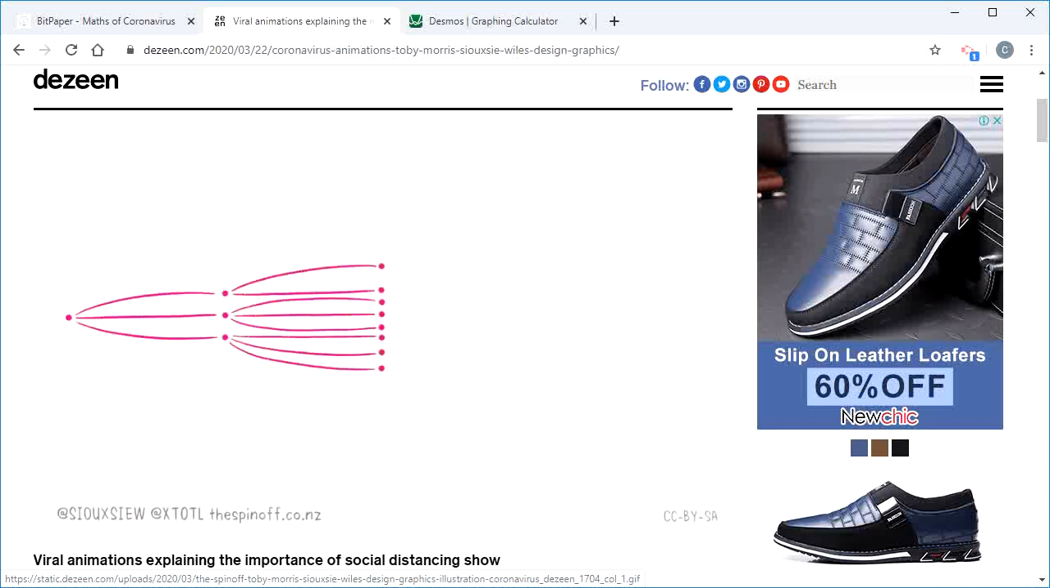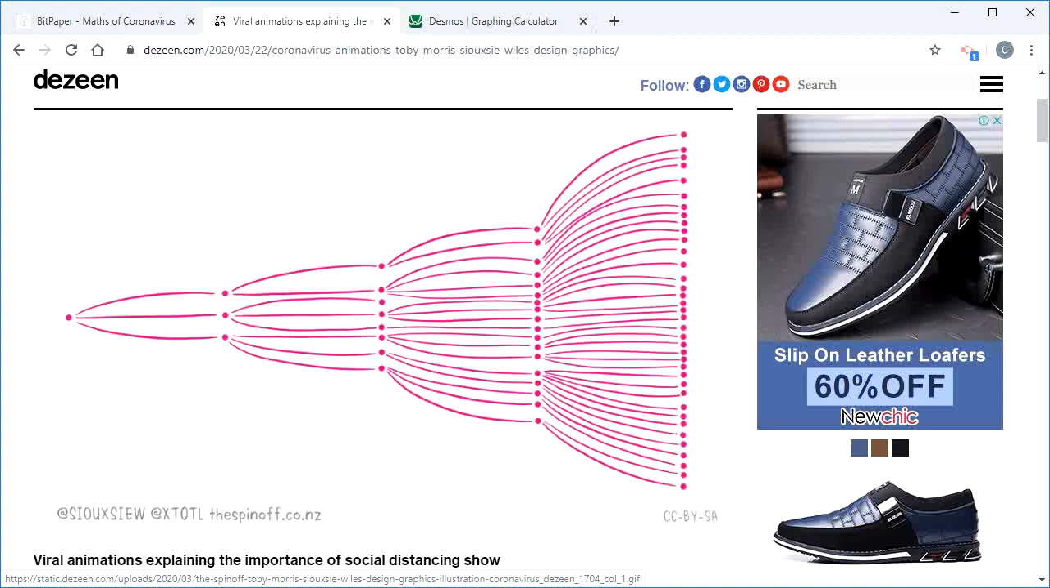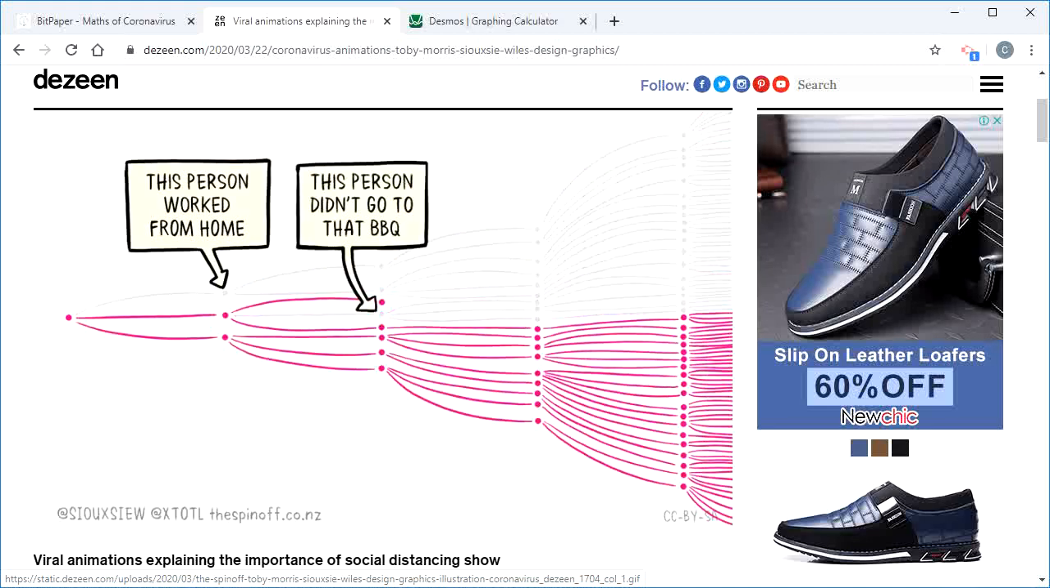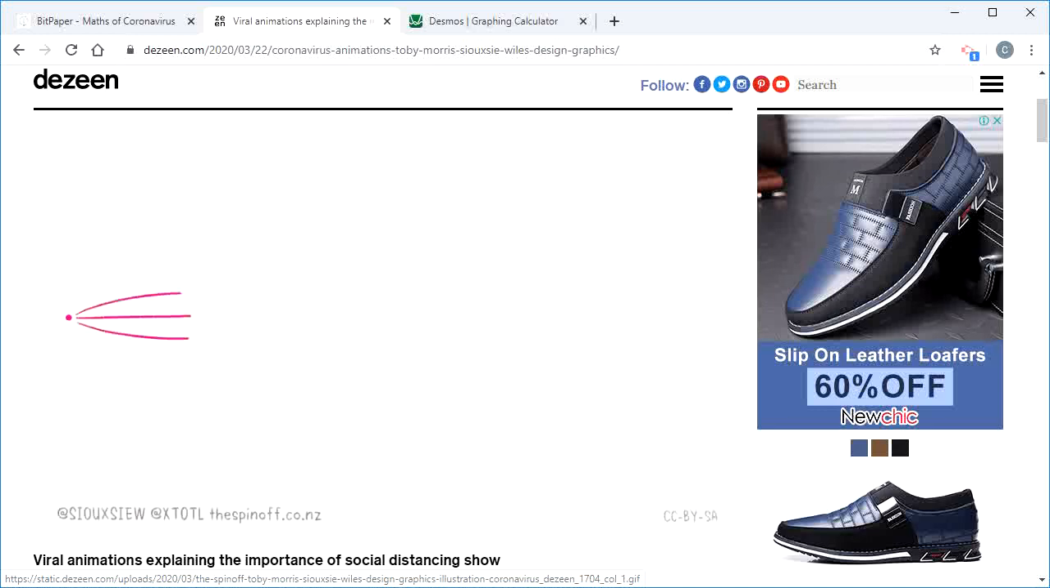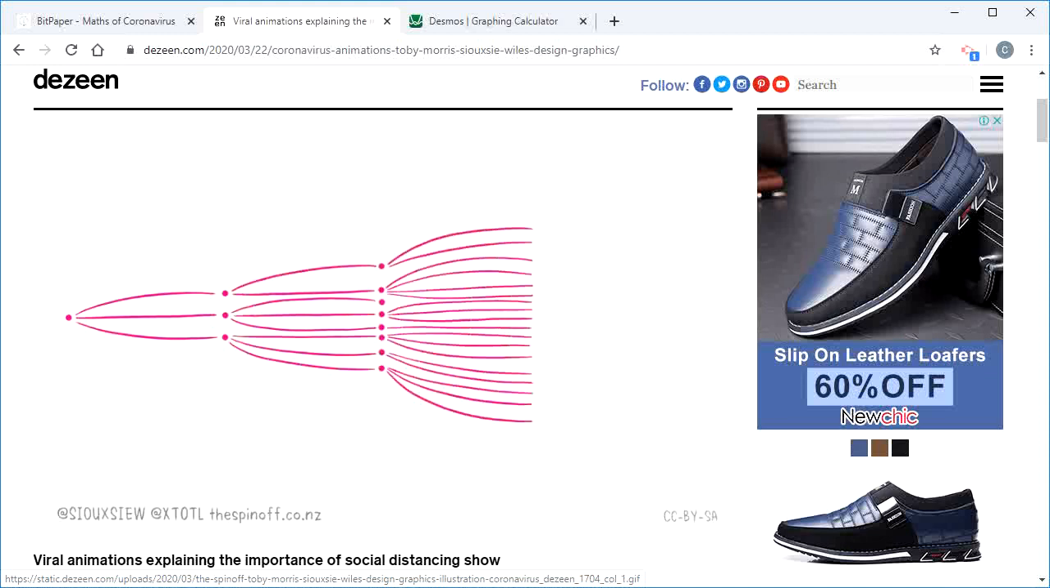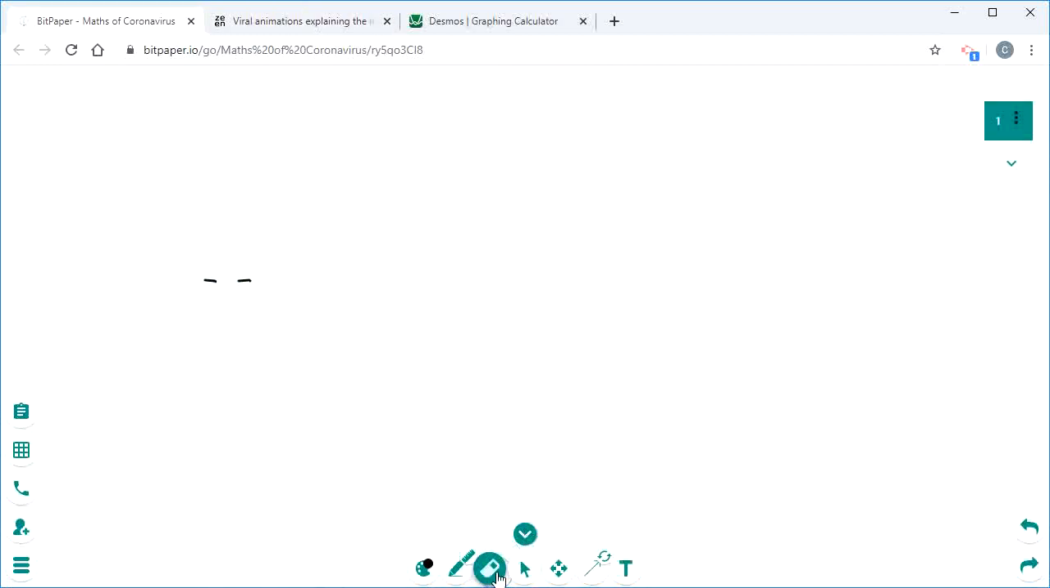Starts at one person, goes to three, and then more and more. It also shows how actions by specific people not to spread the virus can have a big impact further down the line. So let's have a bit of a look at the maths associated with that picture. Obviously this won't be as pretty as theirs was.